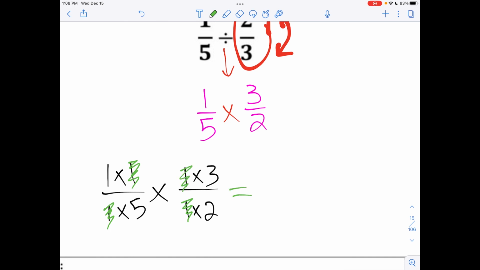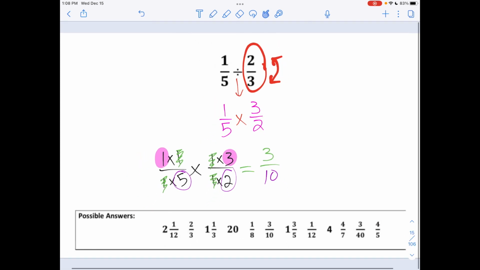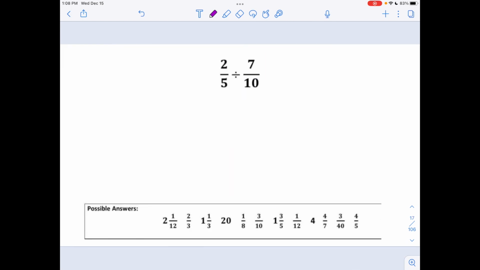Now I'm going to multiply across. 1 times 3 is 3. And on the bottom, 5 times 2 is 10. 3/10 is the correct answer. I also gave kids a list of the possible answers. So there's 3/10. I'm going to do a different problem.